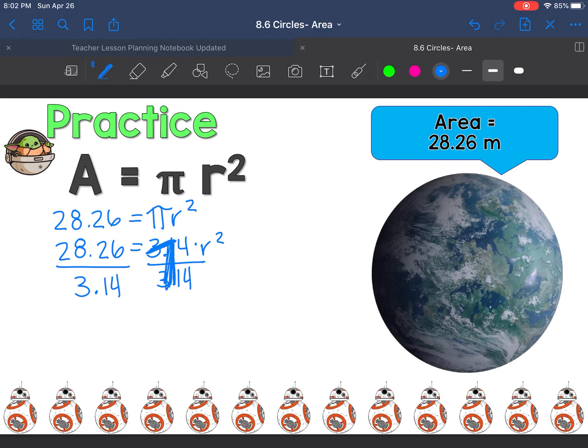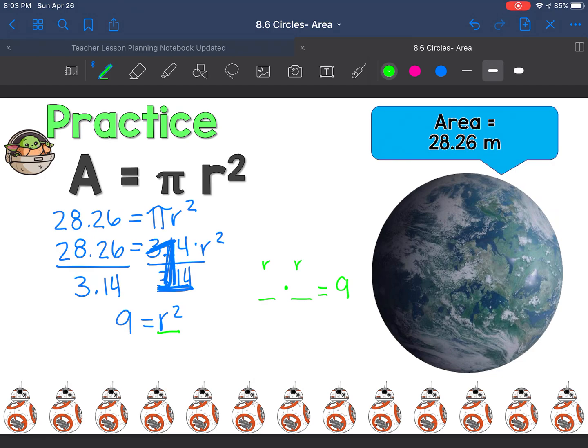When I divide 3.14 by 3.14, that gives me 1 times r squared, or just r squared. And then when I plug in 28.26 divided by 3.14 in my calculator, it gives me 9. Now remember, this is radius squared. I need to know what radius is. I need to know what number I can multiply by itself to get 9. So remember, these are my two radiuses, and that's what I need to figure out.